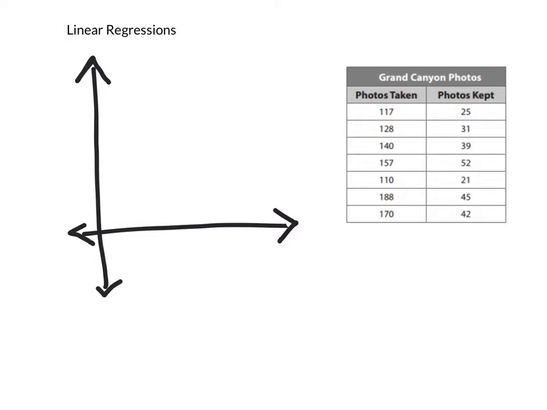So if I was going to plot these points, they would fall on a graph and look something like this. I didn't exactly plot it. I just kind of randomly put dots, but roughly they would look like that.